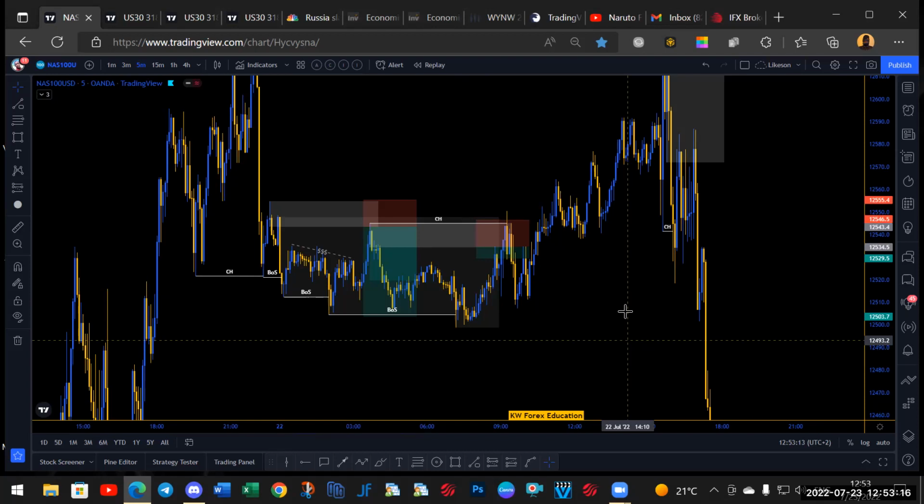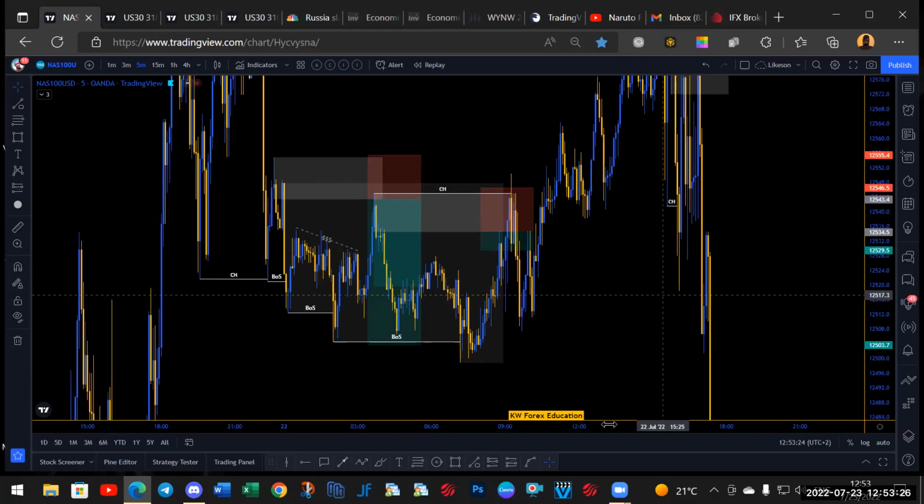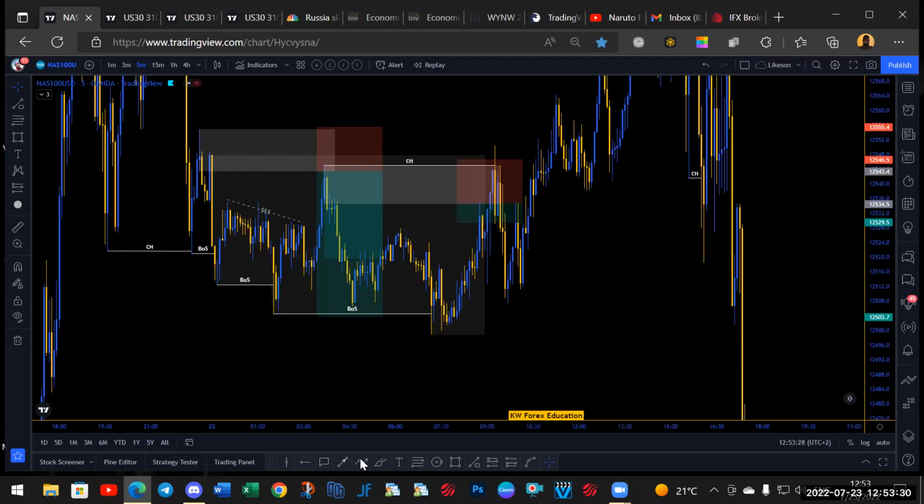So from there onwards, you know that now I need to start selling. Now you come here, you draw your order block. So here you can draw your order block because that's the last bearish candle before that, order block. Now you have this as your order block.